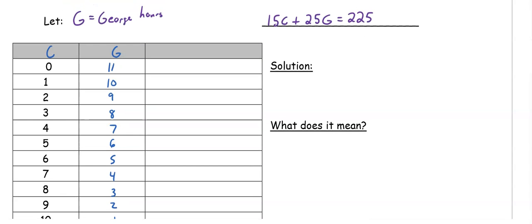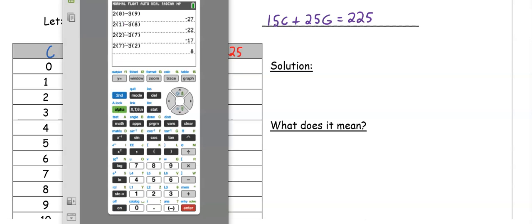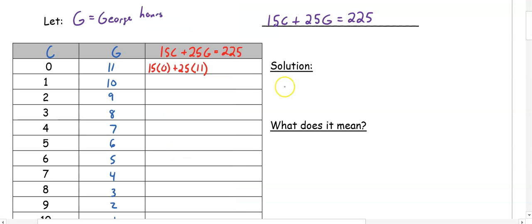Now, in our third column, we want 15C plus 25G is equal to $225. So in our first row, we would have 15 times 0 plus 25 times 11. We can use our calculator. 15 times 0 plus 25 times 11 gets us 275, which is not what we're looking for. Then we would do 15 times 1 plus 25 times 10.